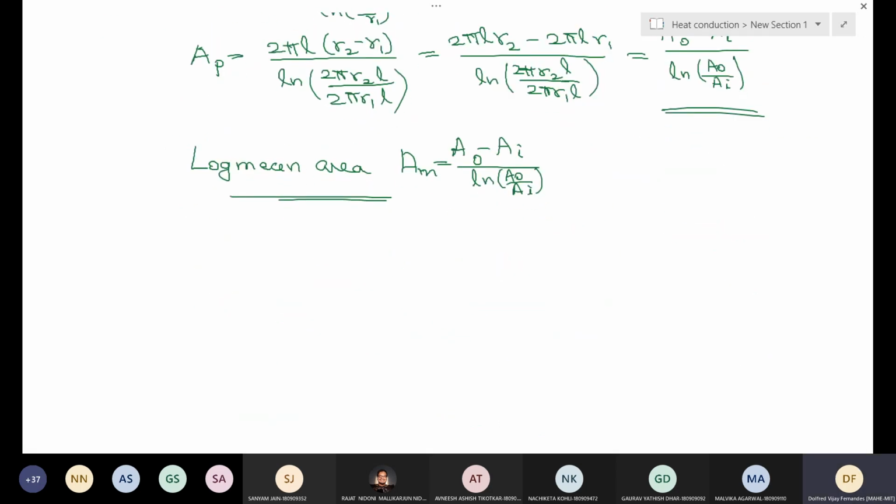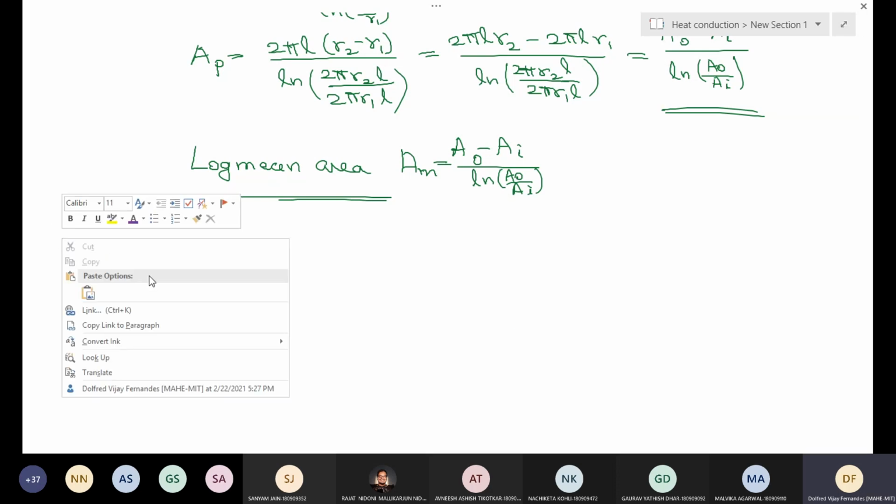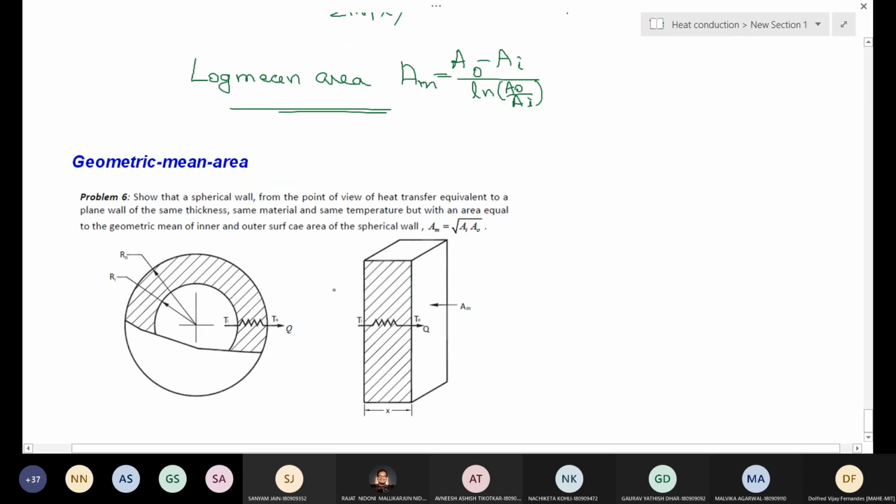Similarly, now we can write another problem, equating the rate of heat transfer from a spherical wall and the planar wall. But this time we will get the area as the geometric mean. Okay, the area is the geometric mean, so it's called the geometric mean area.